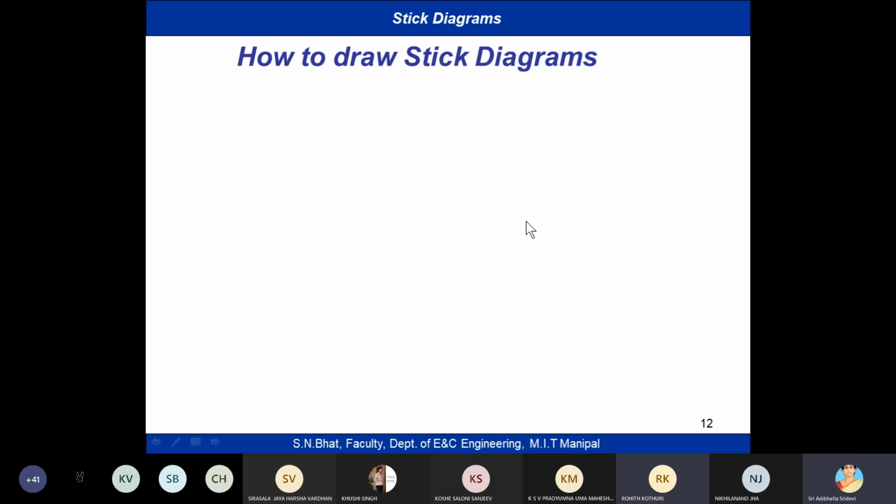Okay, now how to draw the stick diagrams. First of all, I'll show you the very basic stick diagrams, and then we'll go with the complicated stick diagrams. I request all of you, please concentrate. So initially, let us take an inverter.